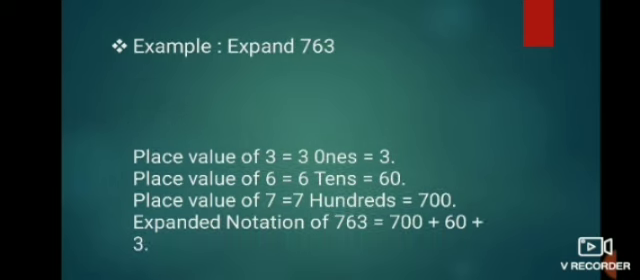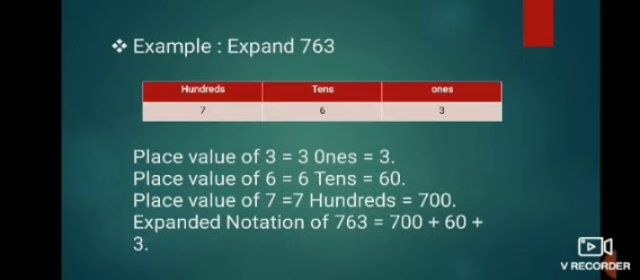Next we are going to see another example for expanded form. Suppose you take the number 763. You have to find the place value for these digits. The digit 3 is in ones place, the digit 6 is in tens place, the digit 7 is in hundreds place. So the digit 3 is in ones place, so there are 3 ones. So the place value of 3 is 3.